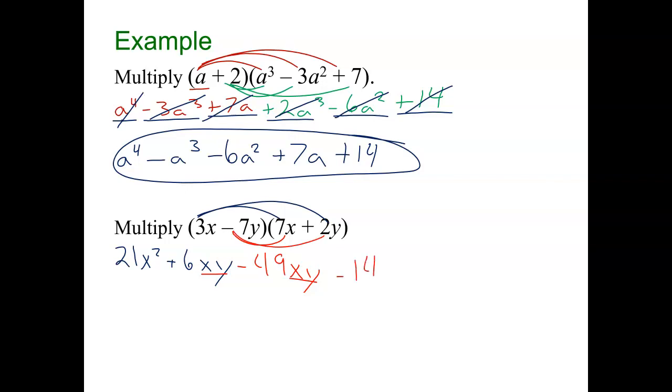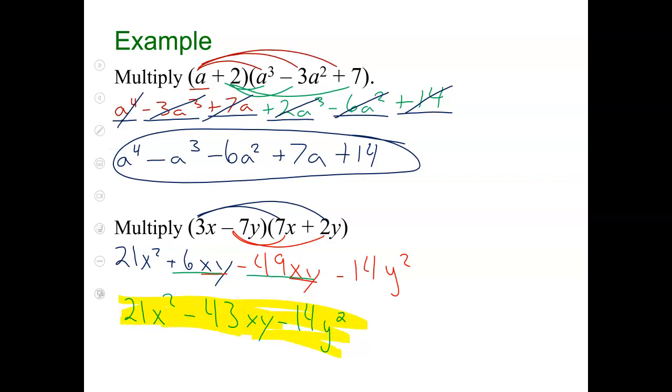Okay? And then negative 7y times 2y. Good. Negative 14y squared. Do I have any like terms? Yep. What are my like terms? 6 and the negative 49, which combines to give me what? So I have 21 x squared minus 43 xy minus 14y squared. Okay? And that is the proper order that these need to be written in. Okay? So let's take a look at descending powers in standard form of these polynomials. Okay? So this is our proper notation.